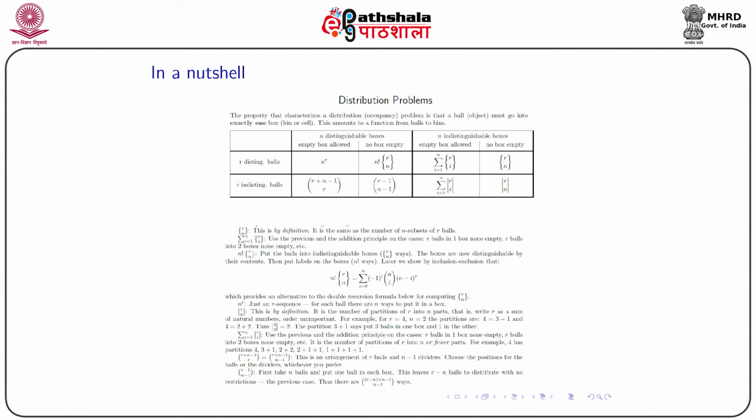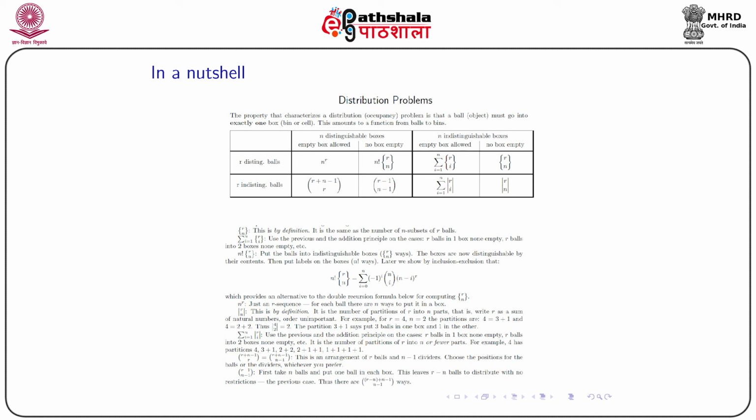Now if we allow that a box may remain empty, then the total number of cases will be n to the power r. But if we put the restriction that no box is empty, then the number of choices will be n factorial, and we are using a symbol. This symbol, r within the braces n, by definition is the same as the number of n subsets of r balls. So if no box is empty, the total number of cases will be this.